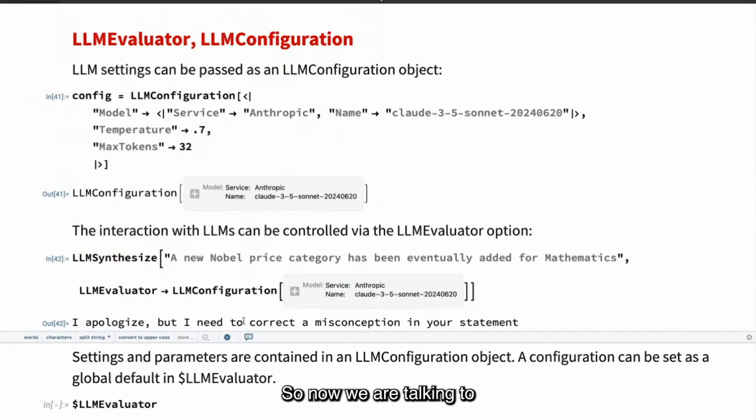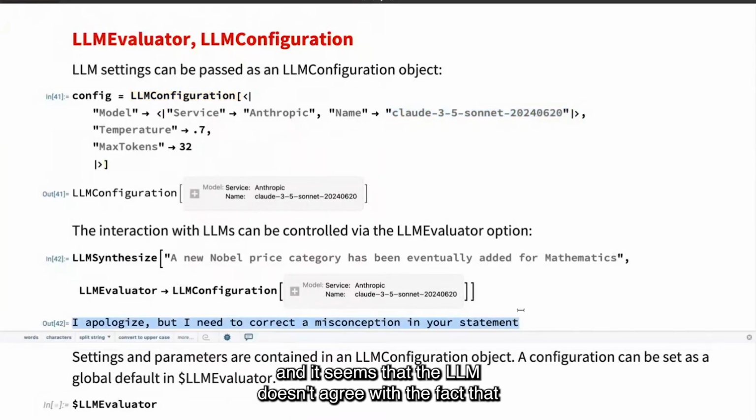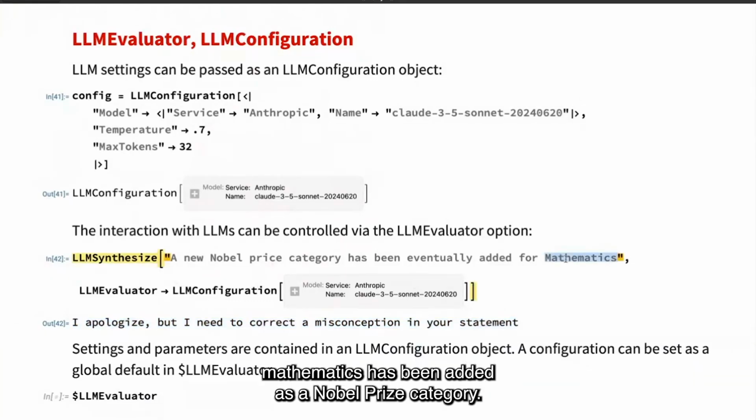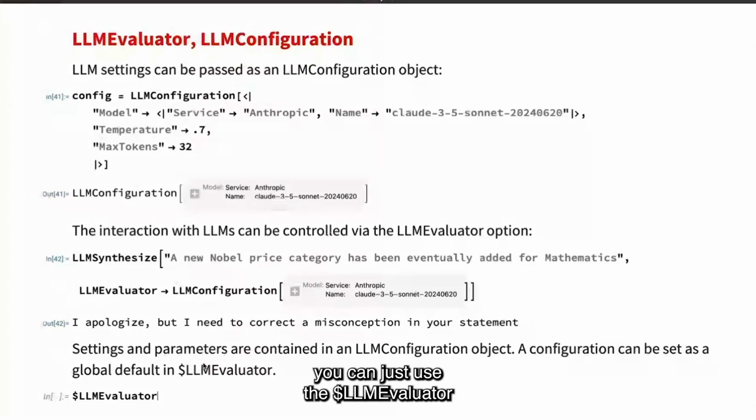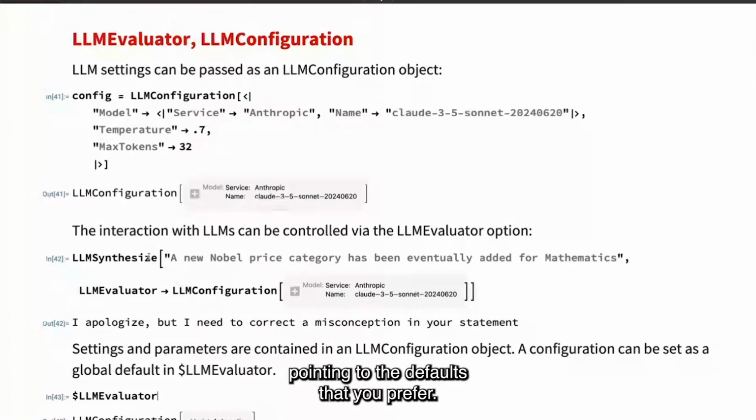So now we are talking to Claude 3.5 Sonnet from Anthropic, and it seems that the LLM doesn't agree with the fact that mathematics has been added as a Nobel Prize category. And if you want to set those values globally, you can just use $LLMEvaluator and set it to the value, to have all the LLM functions pointing to the defaults that you prefer.